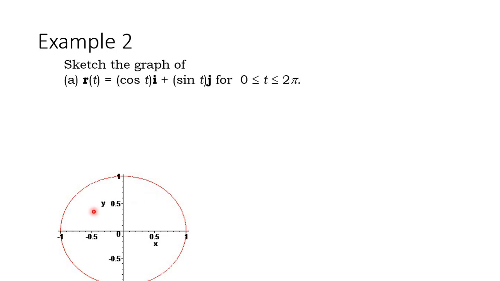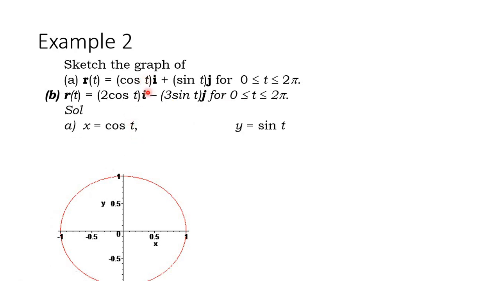Example: sketch the graph of r(t). Equation A is r(t) = cos(t)i + sin(t)j for t from 0 to 5. Equation B is r(t) = 2cos(t)i - 3sin(t)j, where t is from 0 to 5. We have the component i, let it equal x, and component j, let it equal y. We square both parametric equations to remove the trig functions: x squared equals cos squared t, y squared equals sin squared t. Adding them up, cos squared t plus sin squared t equals 1, which represents a circle with constant radius.